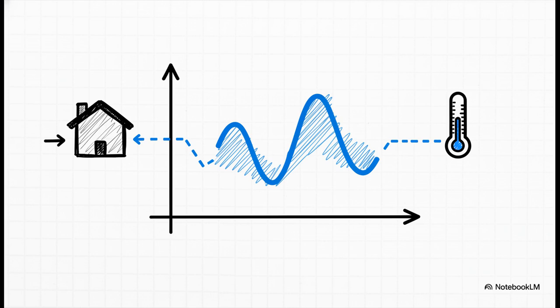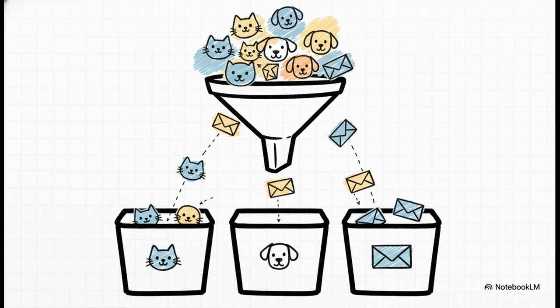Whenever you're predicting a specific value, we call that a regression problem. And then there's the other type of problem. This is when you're not predicting a number, but you're trying to sort something into a category, into a specific box. Is this email spam or is it not? Is this a picture of a cat or a dog? That's what we call classification.